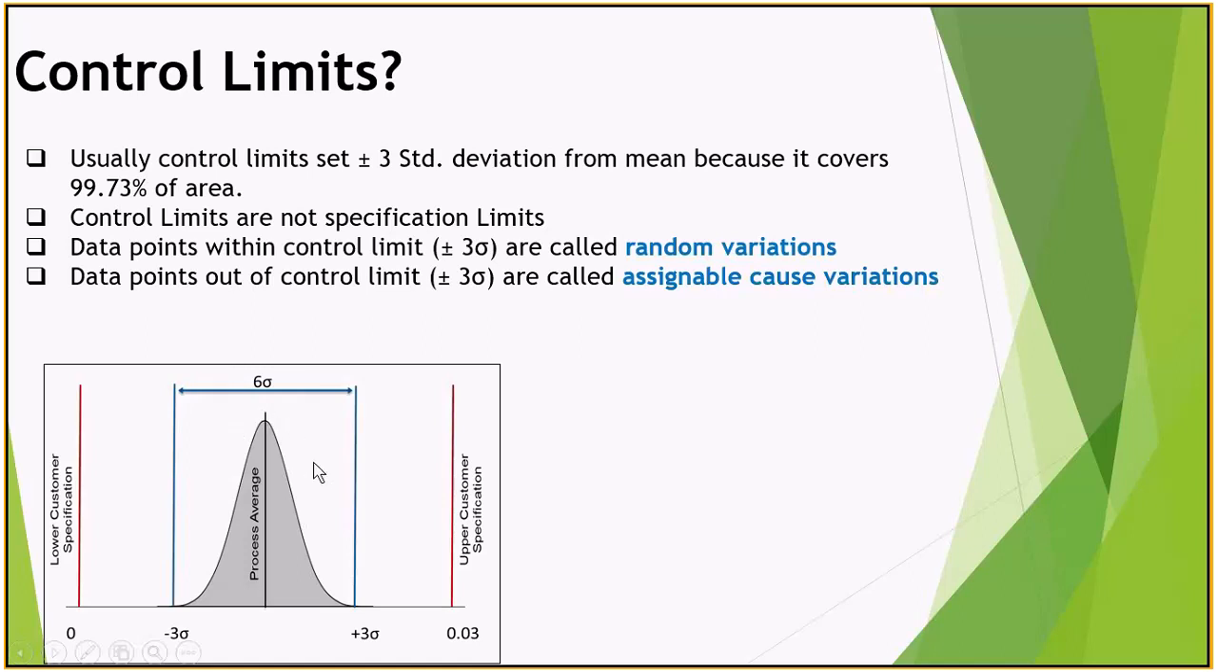This 6 standard deviation mostly covers 99.73% of the area. It means 99.73% of the data points are coming into this area.